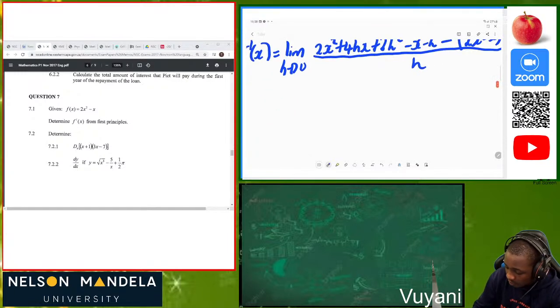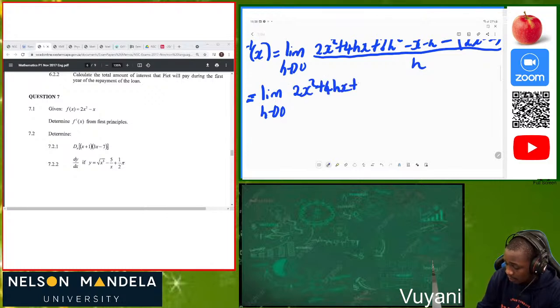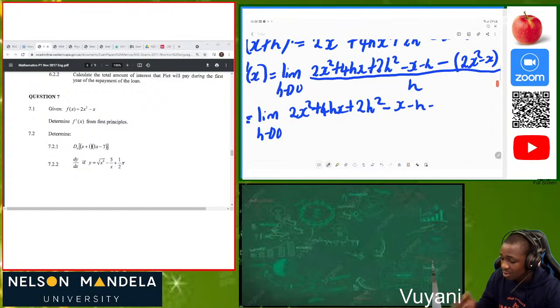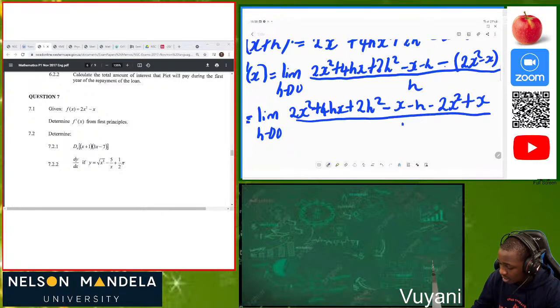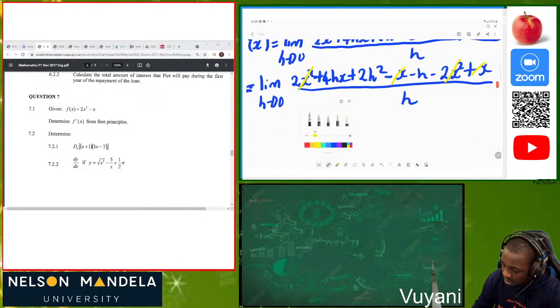Come on now, let's go and solve our question. The limit as h approaches 0 is going to be 2x squared plus 4hx plus 2h squared minus x minus h minus, then negative 1 times 2x squared is negative 2x squared, then negative times negative x is plus x, all divided by h. Now looking for like terms, 2x squared minus 2x squared is going to be equal to 0. Negative x plus x is equal to 0. This is sweet. Now let's proceed.